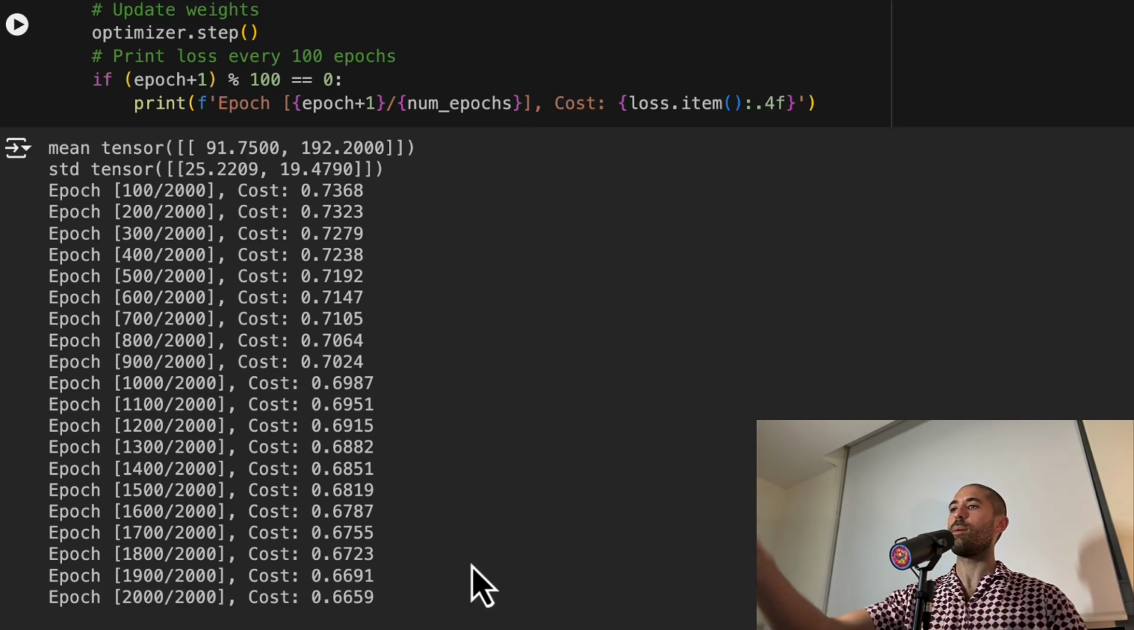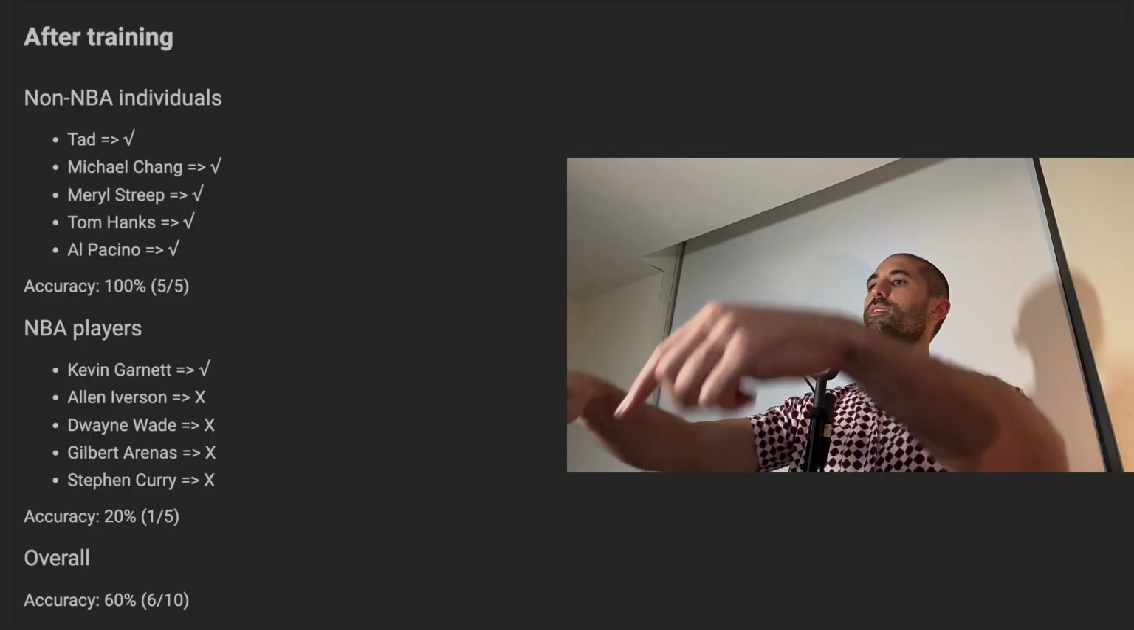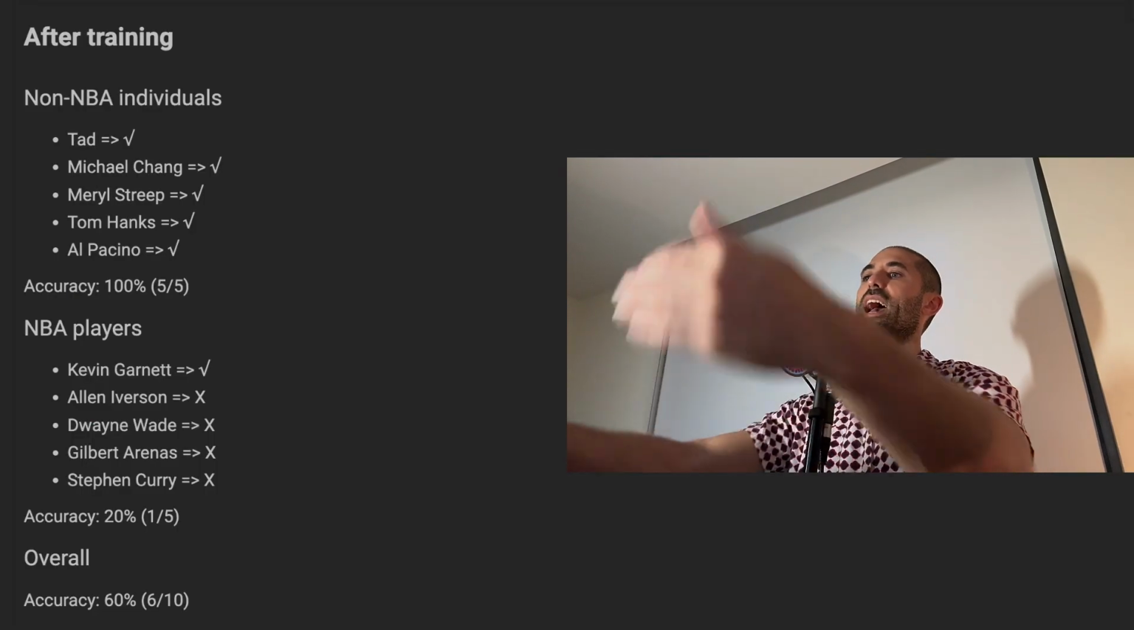Let's now run those same individuals from before through our network and see what the neural network is saying about whether or not they are an NBA player. Here are the results of testing the same individuals from before on our neural network after it's been trained.